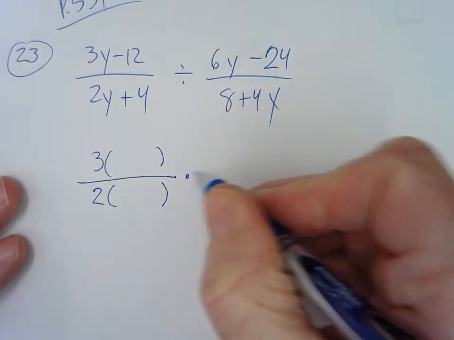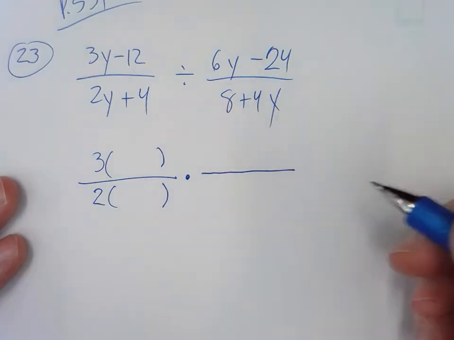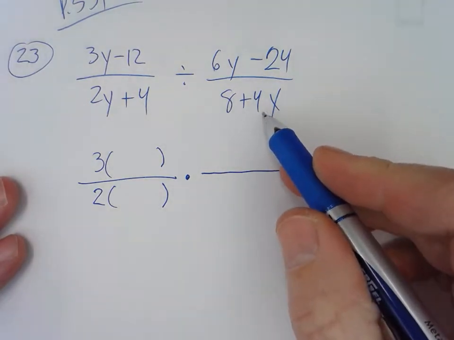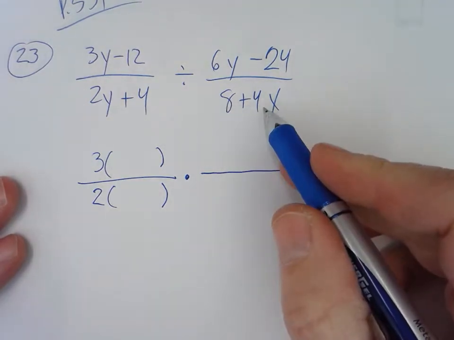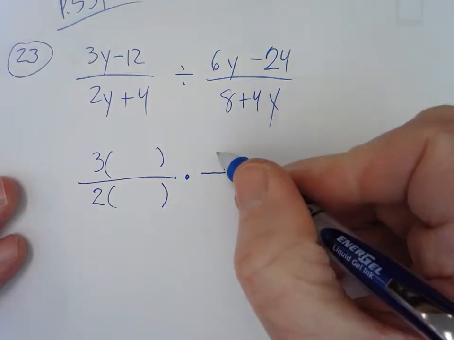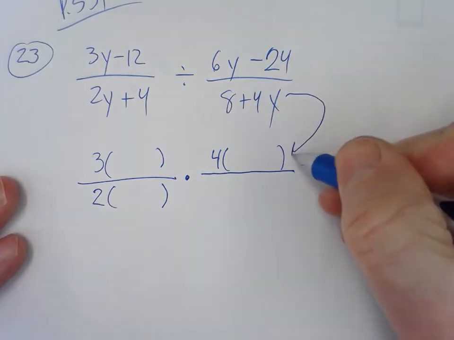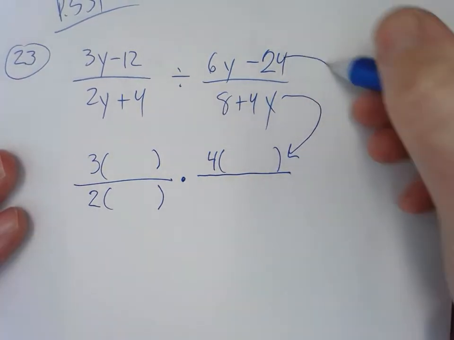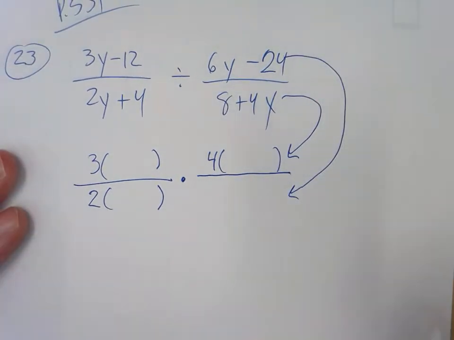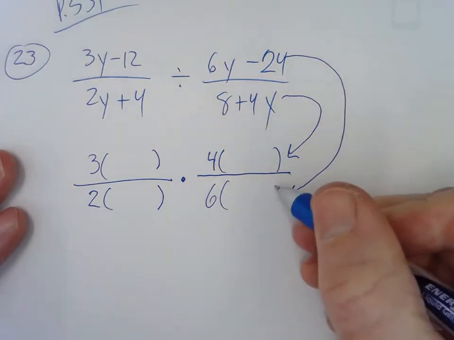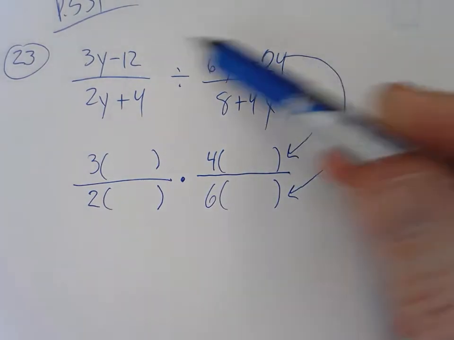And times, I'm going to change it to times. I'm going to factor as I go here. So this is going to move to the top, and I'm going to take out a 4. So that is going to turn into this guy. And then this one here is going to go to the bottom because it's going to flip upside down, and I'll take a 6 out of that. So that's the greatest common factors here.